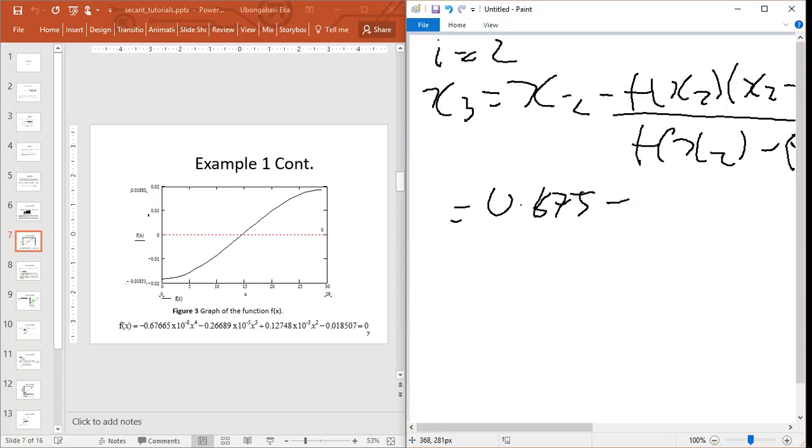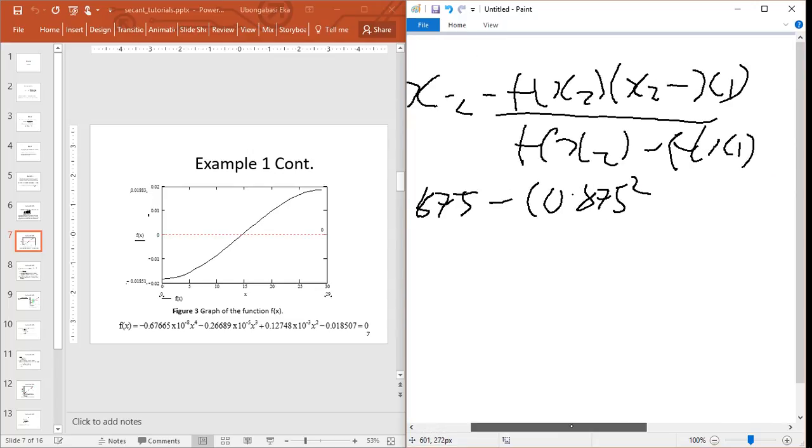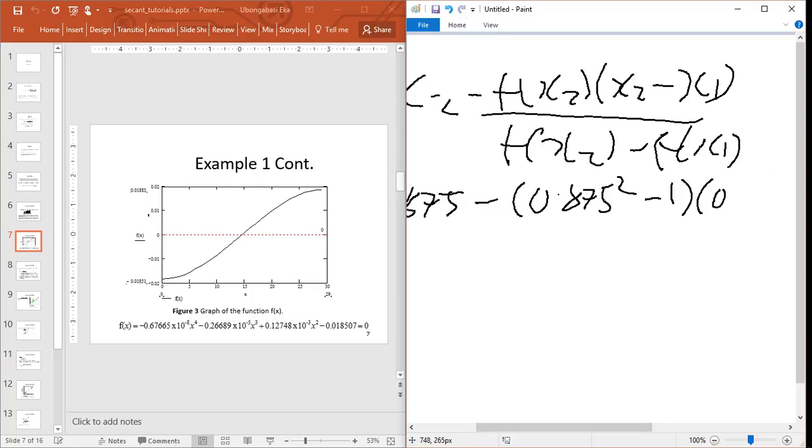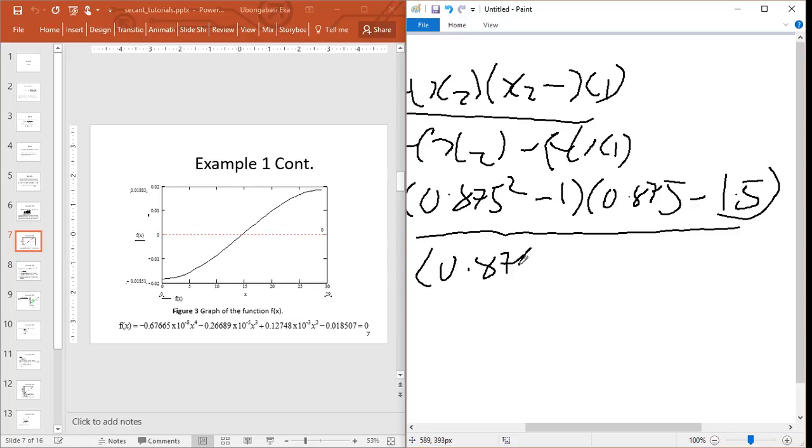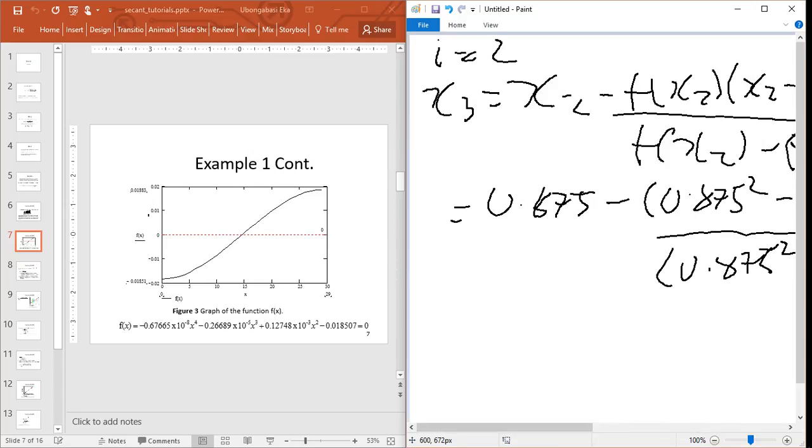So we go to 0.875 minus 0.875 square minus 1 times 0.875 minus 1.5 all over 0.875 square minus 1 minus 1.5 square minus 1. Solving this, the answer I got is 0.9737.